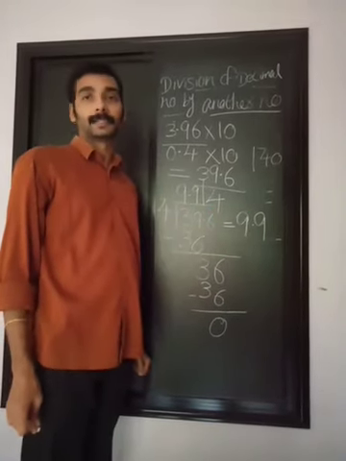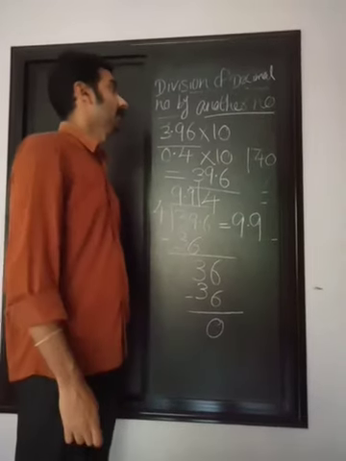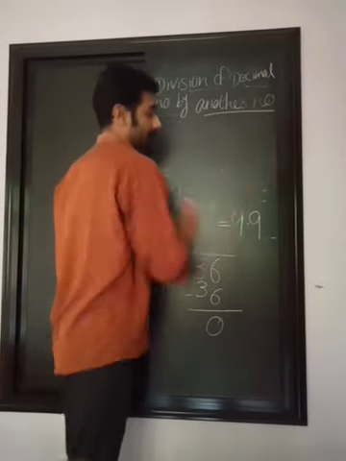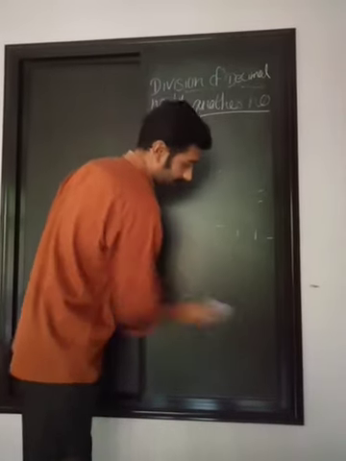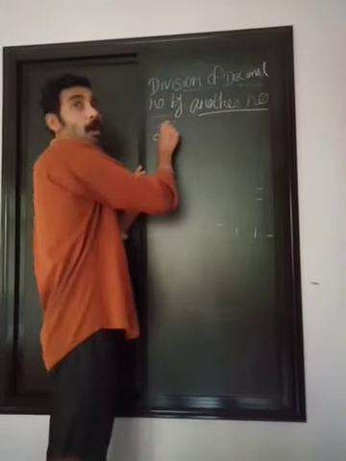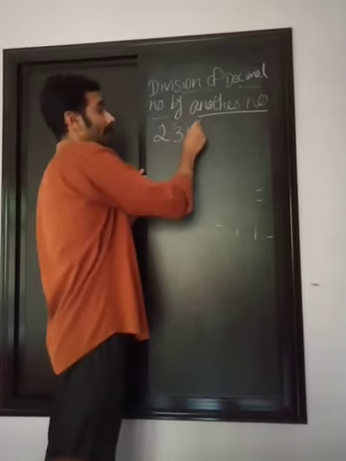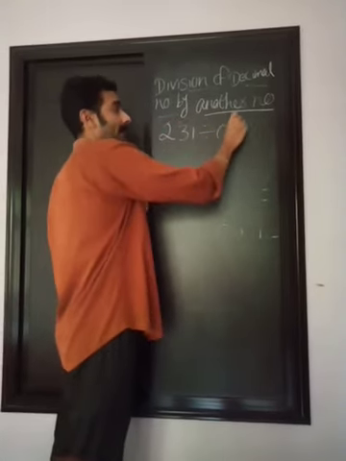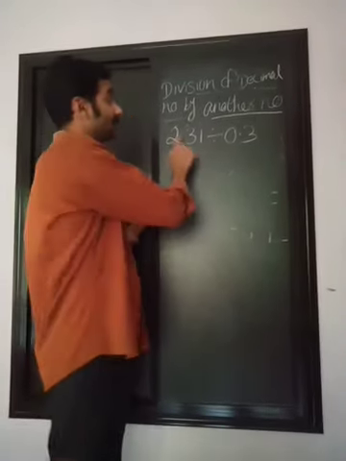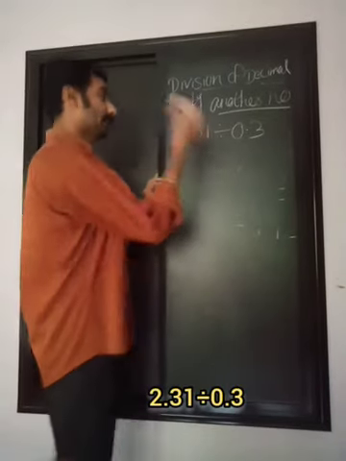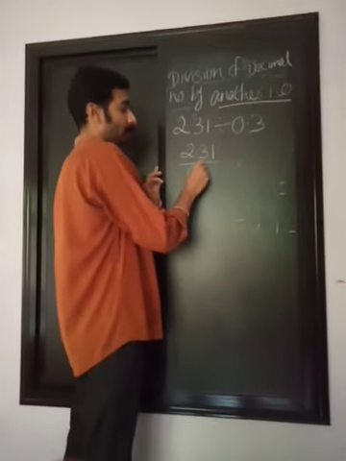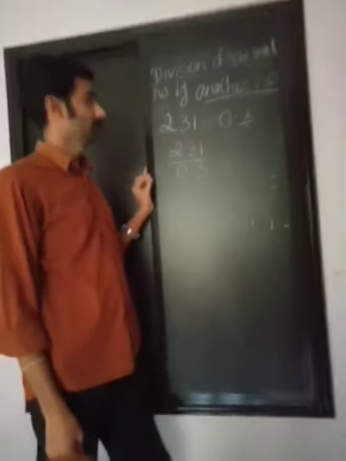9.9. Clear? Okay. Then another question. Question is 2.31 divided by 0.3. First we divide 2.31 by 0.3. Okay.